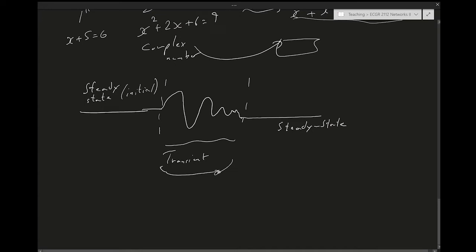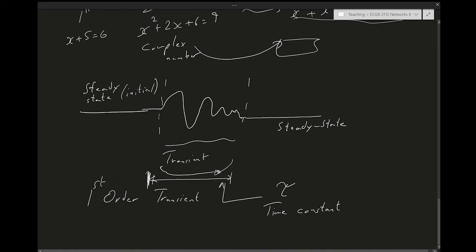From this quick introduction, what can you say is the most important parameter for the first order transient? One of the most important parameters you can think of is how long does this region last? This period of time where the transient happens until it ends and we reach steady state again. How long does this last? And we quantify this period by a parameter called tau, which is the time constant. The time constant is a way of quantifying how long this transient in general lasts.